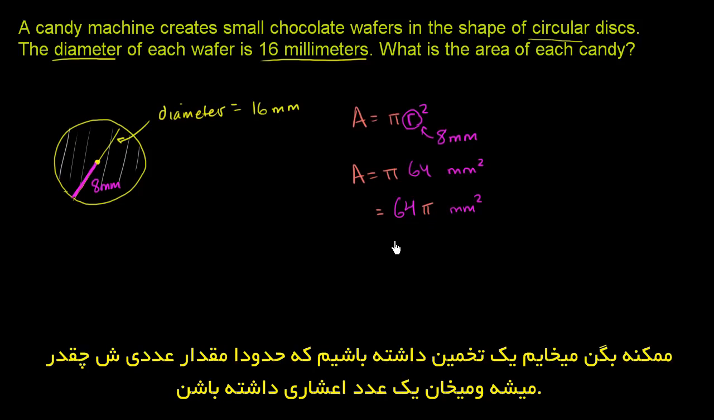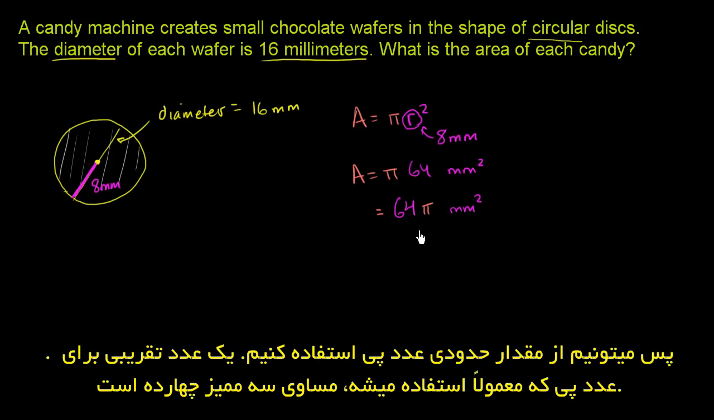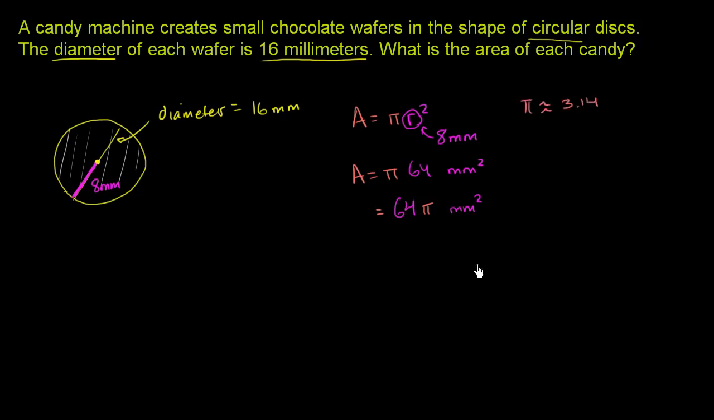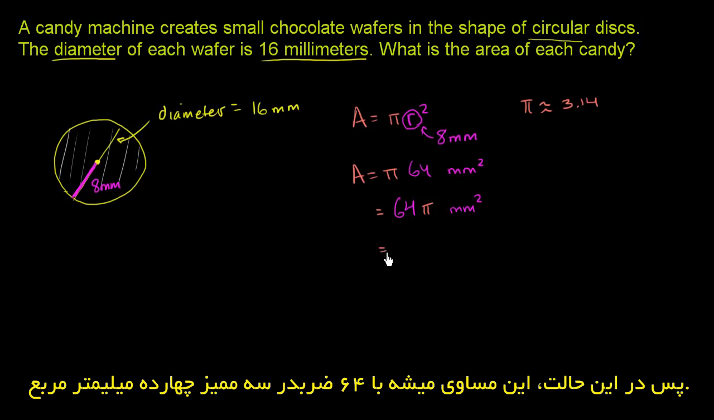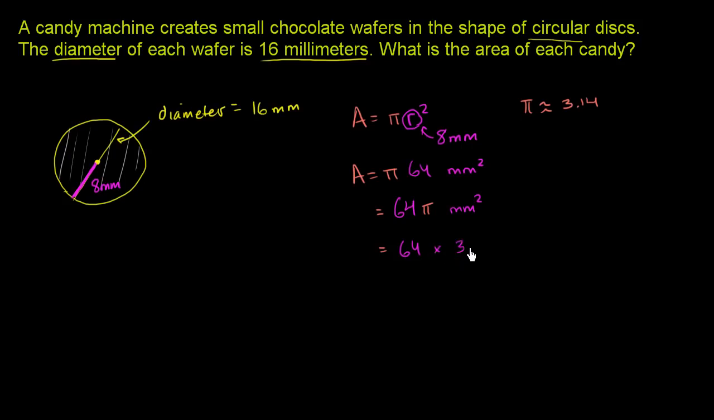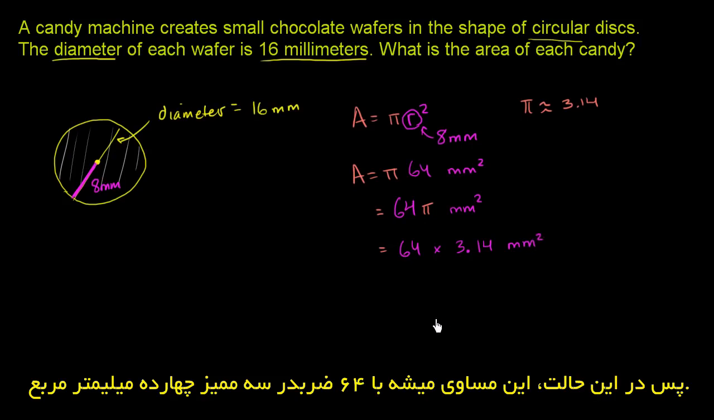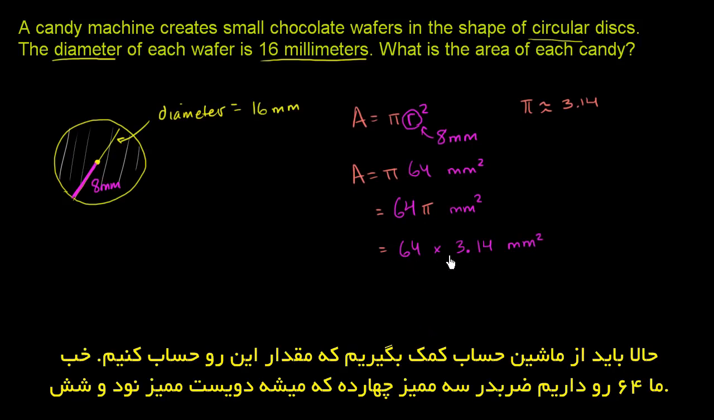You might say, well, I want to get an estimate of what number this is close to. I want a decimal representation of this. And so we could start to use approximate values of pi. So the most rough approximate value that tends to be used is saying that pi, a very rough approximation, is equal to 3.14. So in that case, we could say that this is going to be equal to 64 times 3.14 millimeters squared.